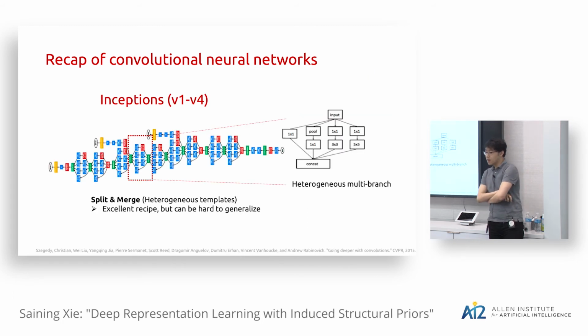Instead of having just two branches as in AlexNet, GoogleNet and the Inception networks use a template module to do this kind of multi-branching. Usually there will be four branches. The template is highly engineered, I would say, and the branches are really heterogeneous. GoogleNet is no doubt an excellent recipe, with a lot of cool ideas there. But one of the problems is that heavily engineered architectures can sometimes be really hard to generalize.